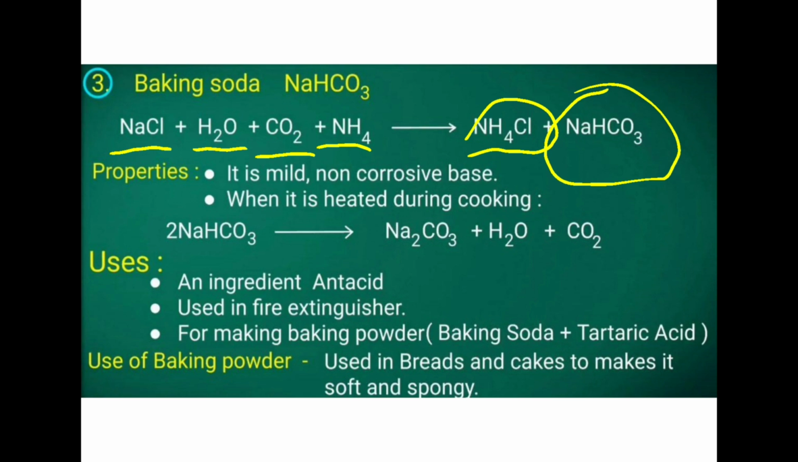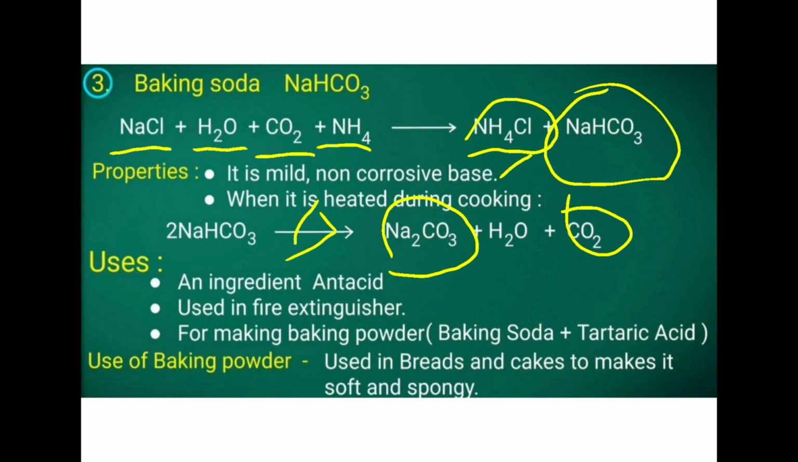And what are the properties of this baking soda? It is a mild and non-corrosive base. It is a non-corrosive base. Okay. So when this baking soda, or sodium hydrogen carbonate, is heated, what happens? It produces sodium carbonate, water and carbon dioxide. So carbon dioxide here is important, I will tell you. Then sodium carbonate is produced.